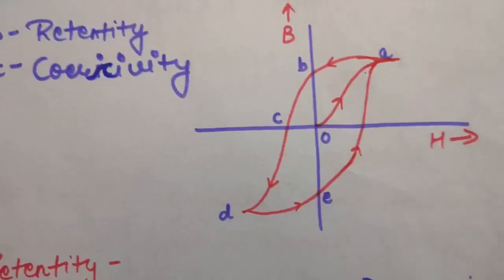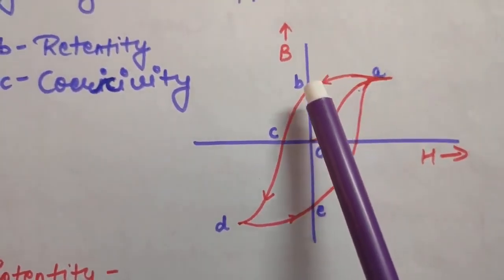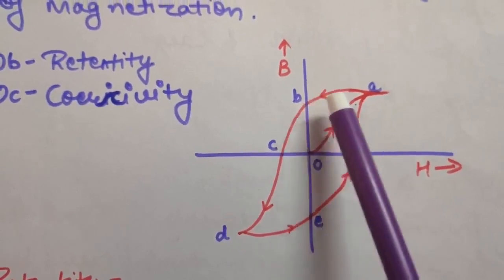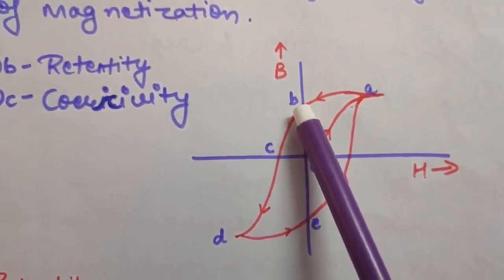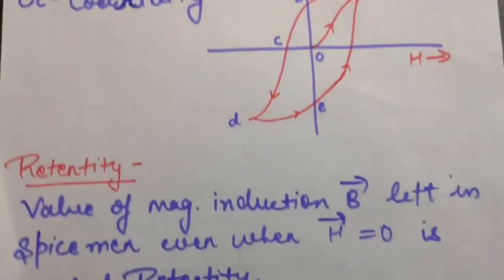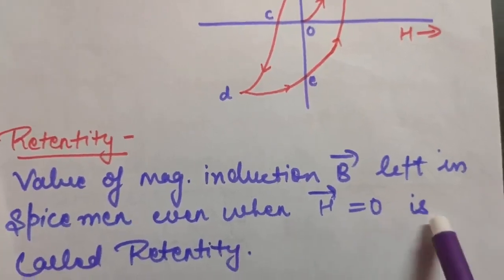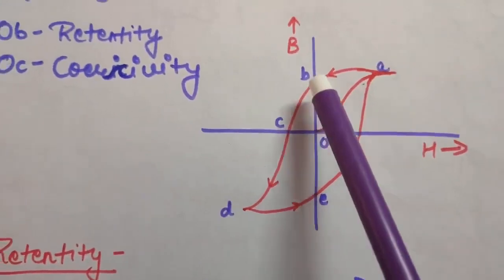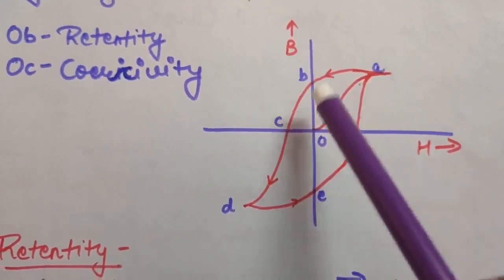Okay, now if we decrease the current, B and H will go on decreasing. We reach a point B. Now as you can see at this point, H has become 0, but there is still some value of B left in the specimen. So this value OB is called retentivity. That is, the value of magnetic field B left in the specimen even when H is reduced to 0 is called retentivity. Because at this point H is 0, we still have some value of B, that is OB. So this OB is called retentivity.